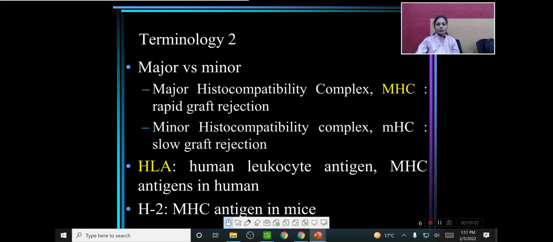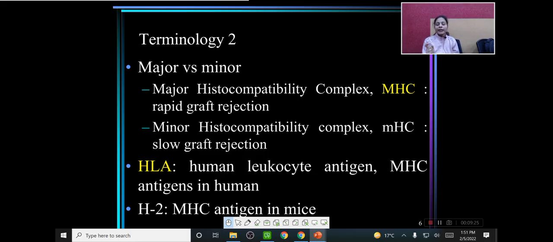Terminology 2. There are two types of histocompatibility: major histocompatibility and minor histocompatibility complex. So in major histocompatibility, what happens? They are represented by capital M, right? In minor histocompatibility, they are represented by small m.